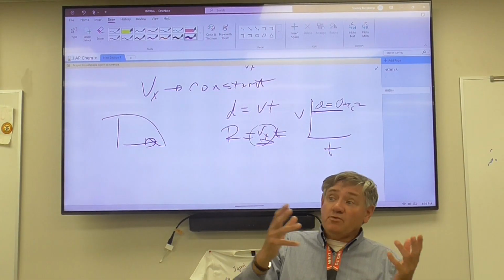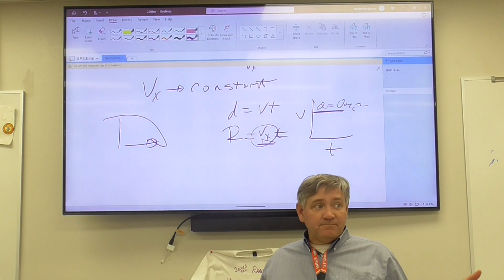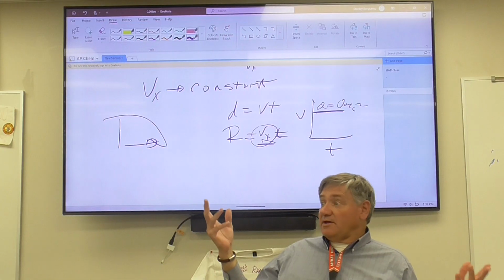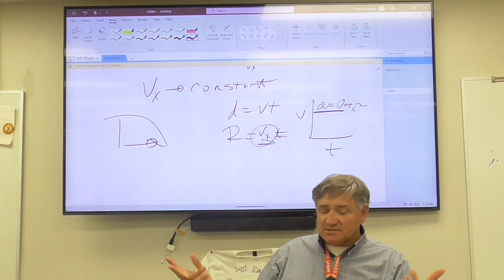Okay? That's the only way that you can have constant velocity. Either the forces balance out or there's just no forces acting on it and therefore the inertia keeps it moving at a constant speed. That's it. There are only two options.